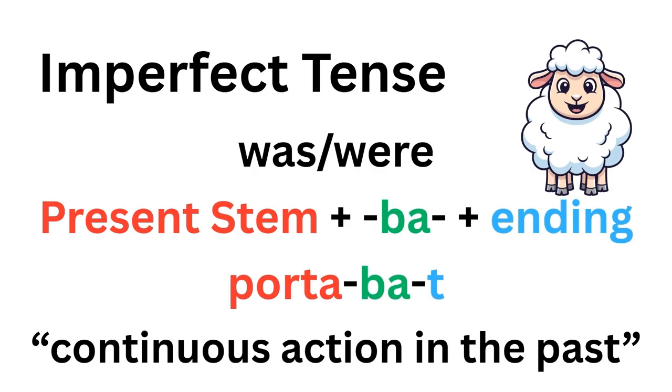You can also translate the imperfect tense using the word used to. So he used to carry the cup to his friend every day, for example. But it's more common to use was or were. That's why we call it the continuous action in the past.